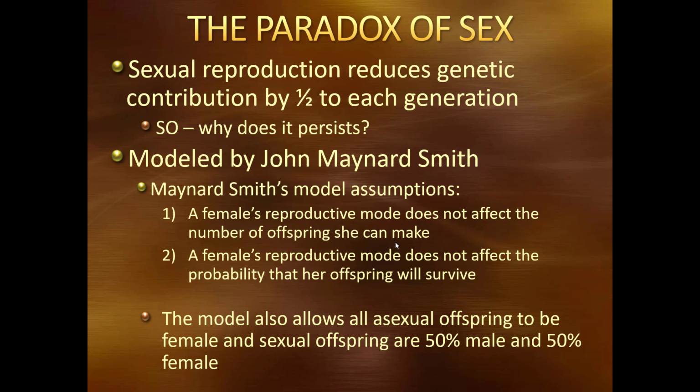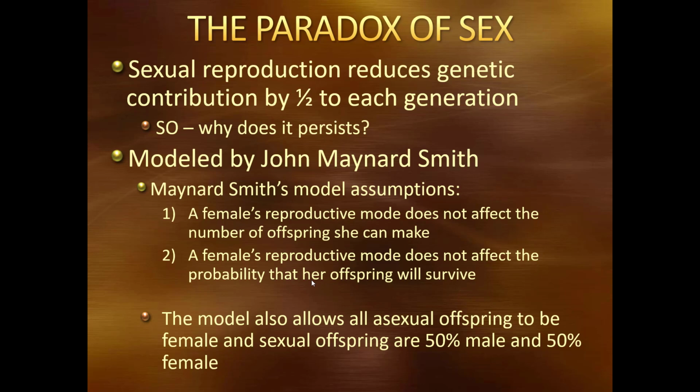The number of offspring that each of those two can make is going to be the same. They're going to make the same number of offspring. The other assumption is that whether she's sexual or asexual does not affect the probability that her offspring will survive. So she's got the same number of offspring and an equal likelihood that those offspring will survive. Essentially they're equal in all ways except that one is sexual and the other is asexual.